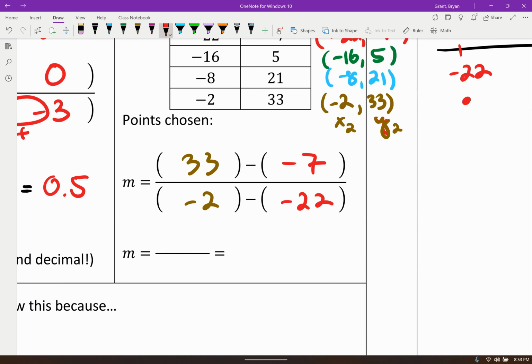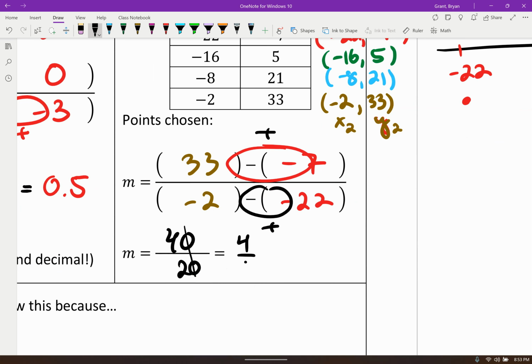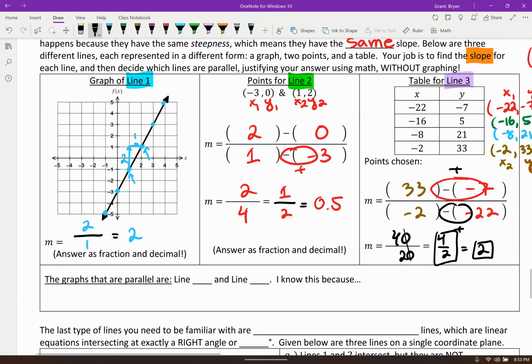Okay, let's work this out. 33 plus 7 is certainly going to give us 40. -2 plus 22, I'd prefer to think of that as positive 22 minus 2, which is 20. We can use our trick of chopping off the zeros, so we just get 4 over 2, and 4 divided by 2 is 2.